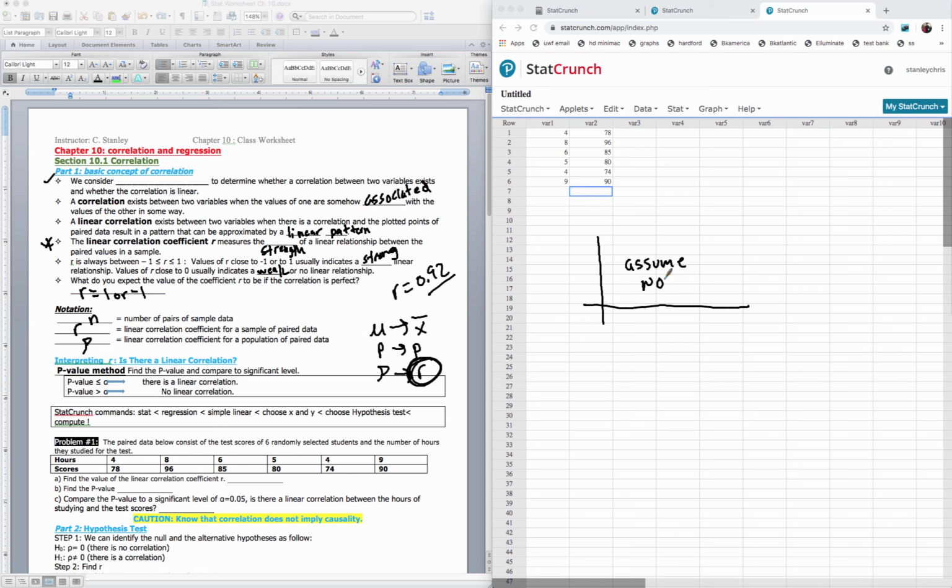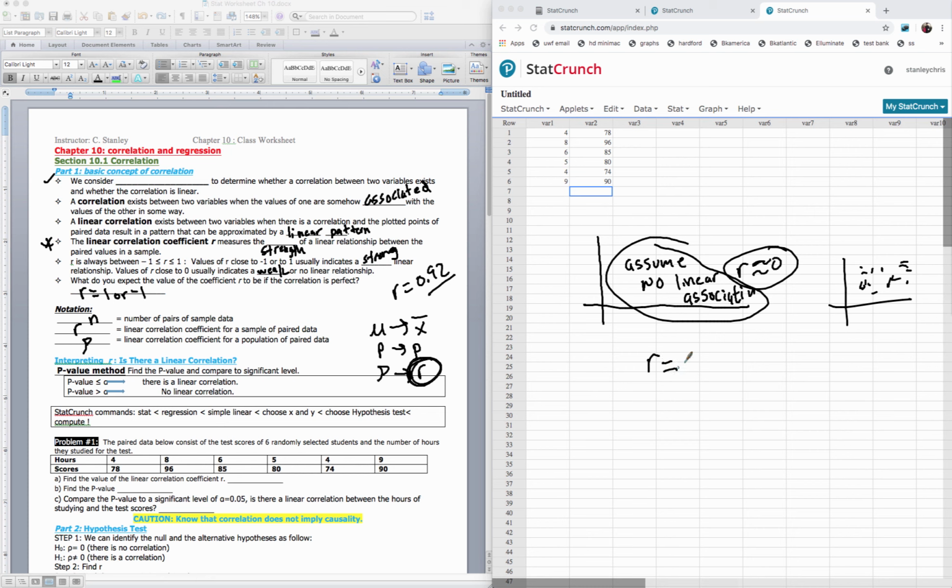there's no linear association. Well, if there was no linear association, when you run it, you should be getting an R very close to 0. Like we just said, an R of 0 would just be like a blob. So this is going to be our assumption. Okay, so then we're going to run the test, and the test is going to give us an R, and it's going to give us a p-value.